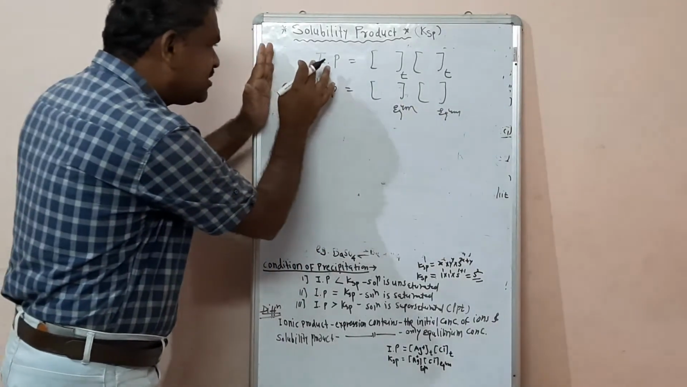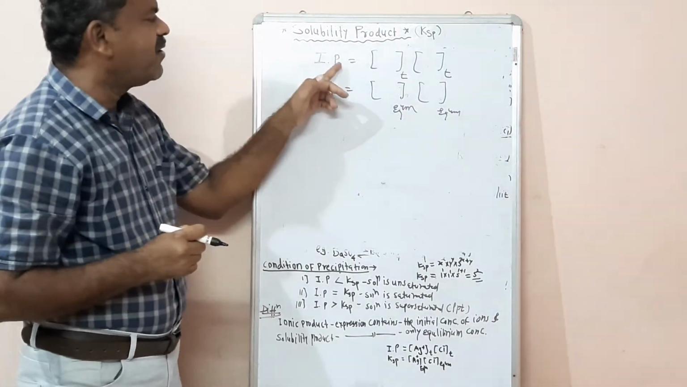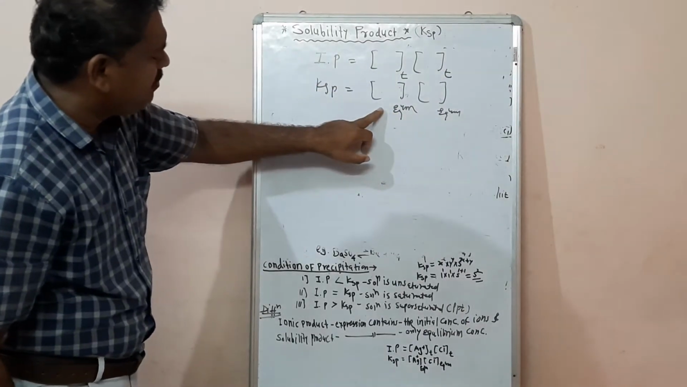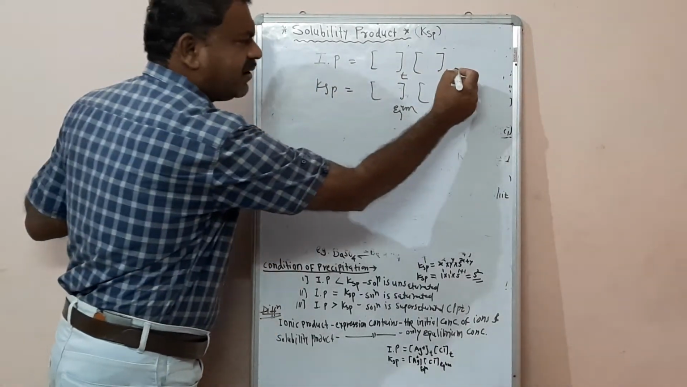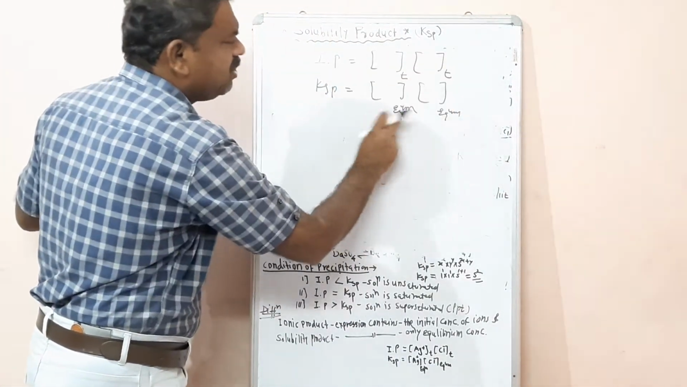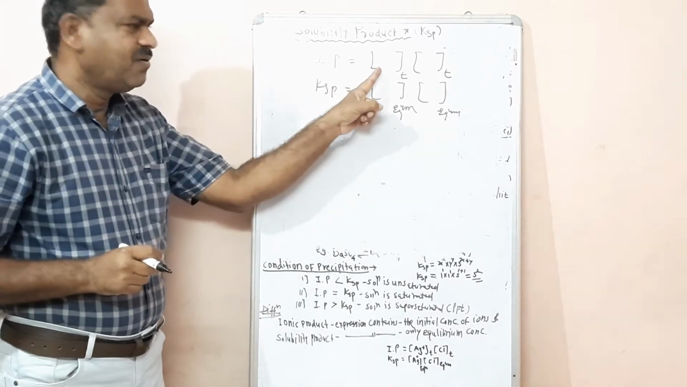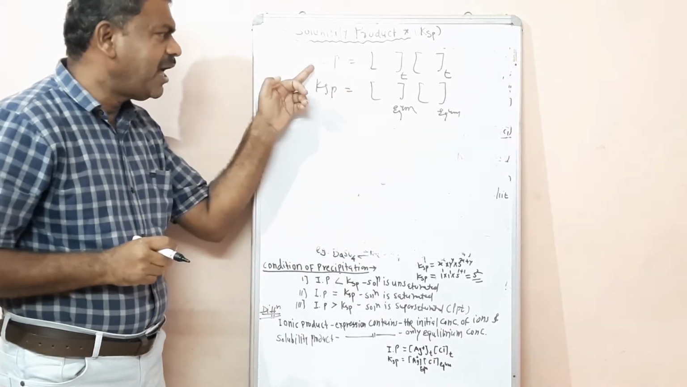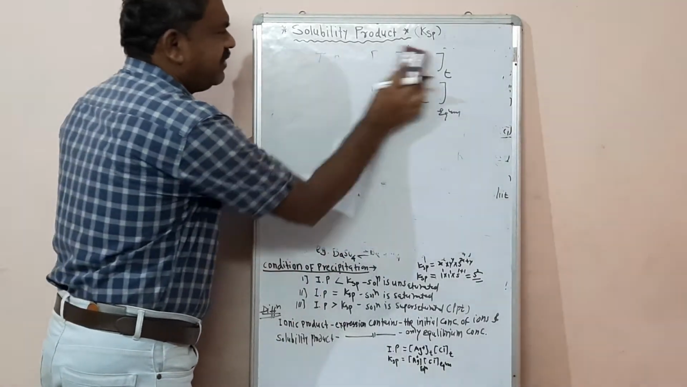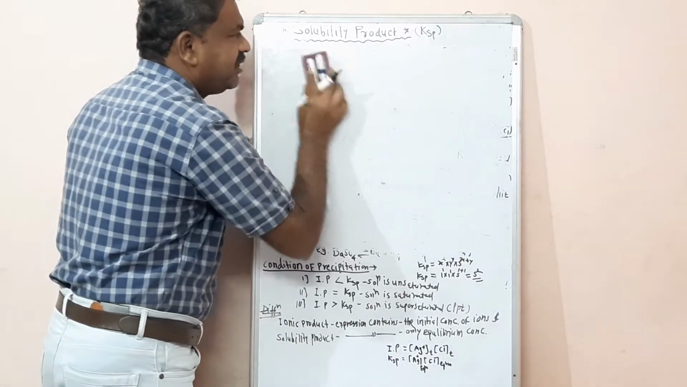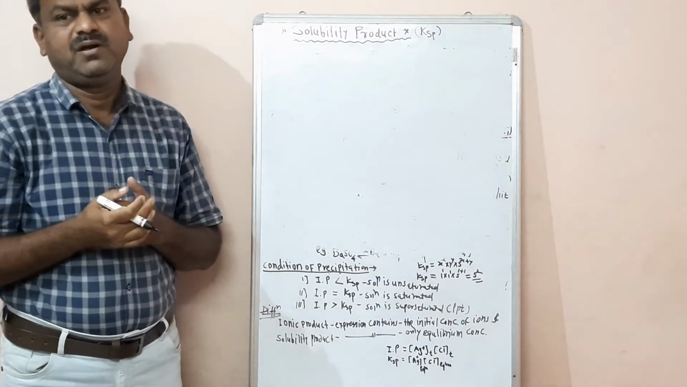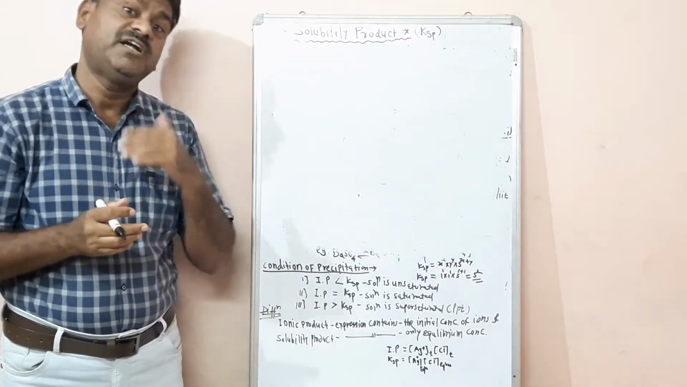Now this is the main difference between the ionic product and the solubility product: the ionic product is at any time or the initial concentration, and the solubility product is the equilibrium concentration. Now you have to decide whether the precipitate will be formed or not. How to decide that?